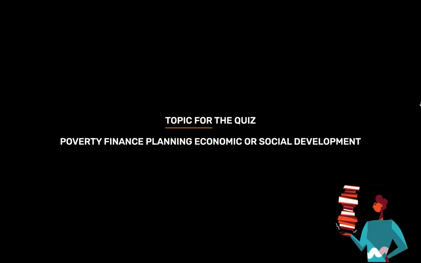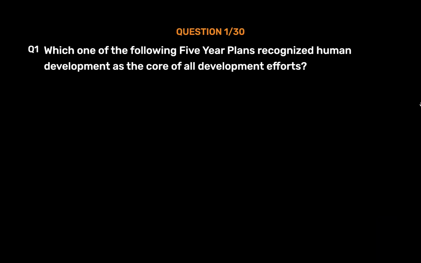Topic for today's quiz is Poverty Finance Planning, Economic or Social Development. Question number 1. Which one of the following 5-year plans recognized human development as the core of all development efforts?